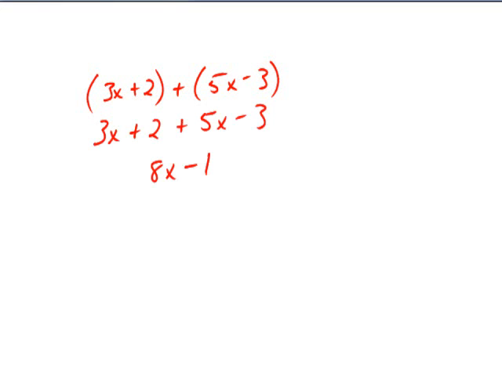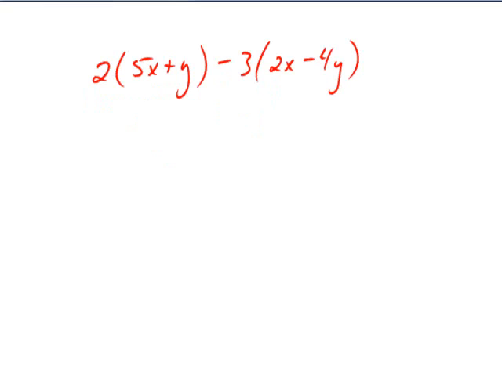But this may become a little bit more difficult if we have a negative sign where we're subtracting the quantities, or if we have values that need to be distributed throughout the parentheses. Like in this example, 2 times the quantity 5x plus y minus 3 times the quantity 2x minus 4y. In this case, I need to distribute the 2 throughout the parentheses and distribute the negative 3 through the second set of parentheses.